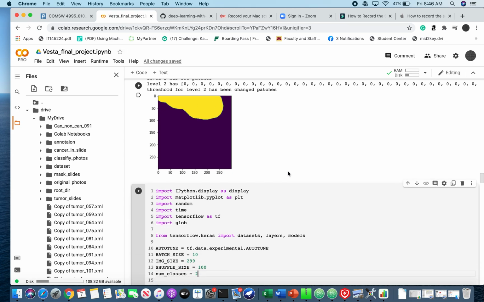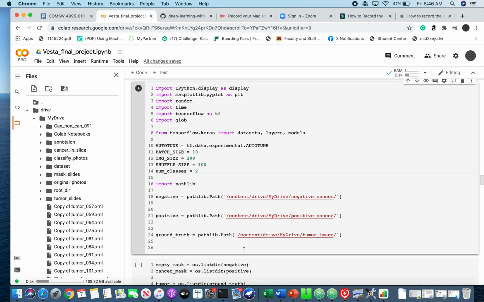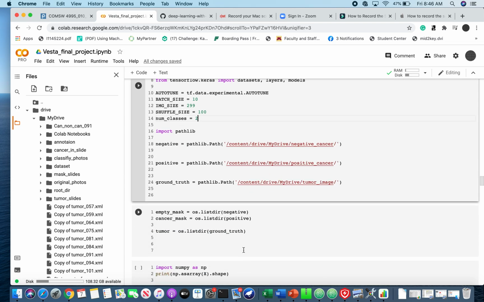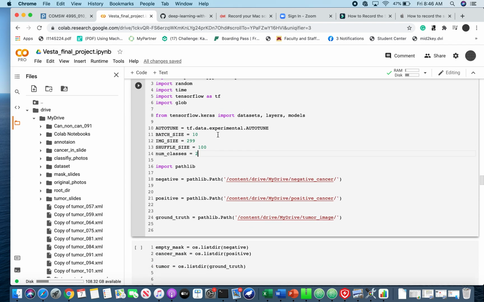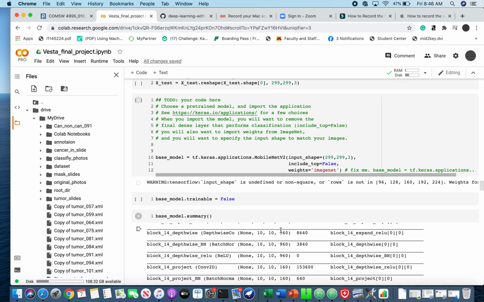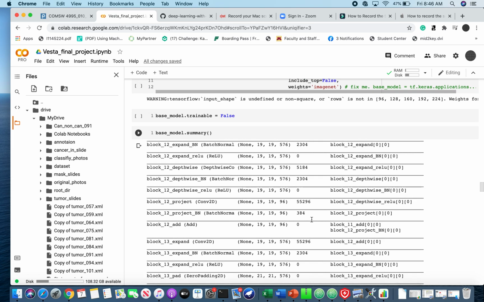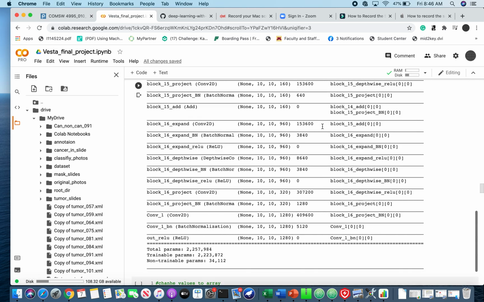And the threshold, I changed the path. So this is what I uploaded, because I did it in a way that I should get at least one uploader. So not using the array method, I used the actual slides, the patches. I had this and I called them negative and positive. So I reshaped my array, tried to get a train test split, and I used the ImageNet transfer learning.